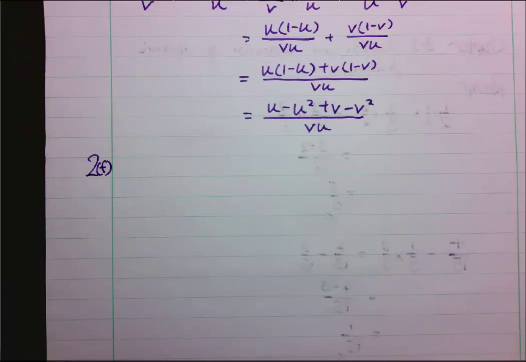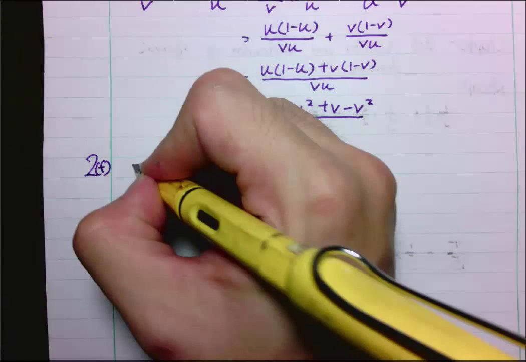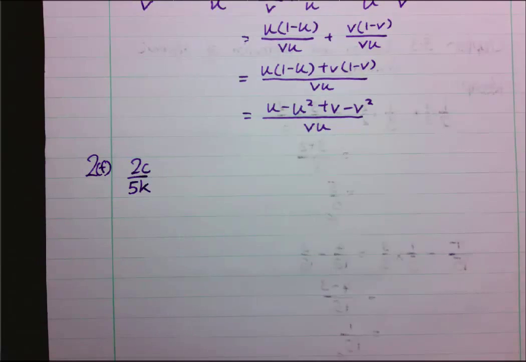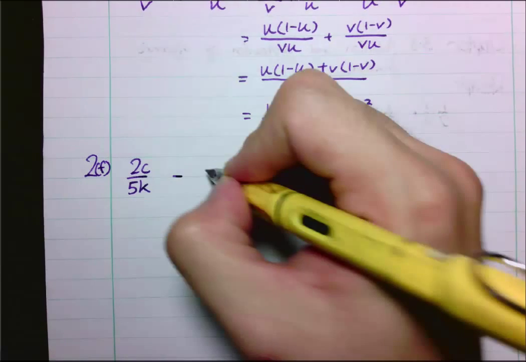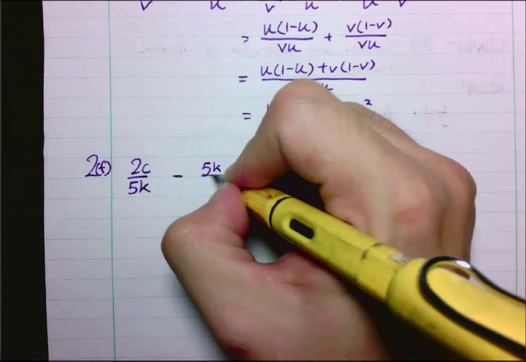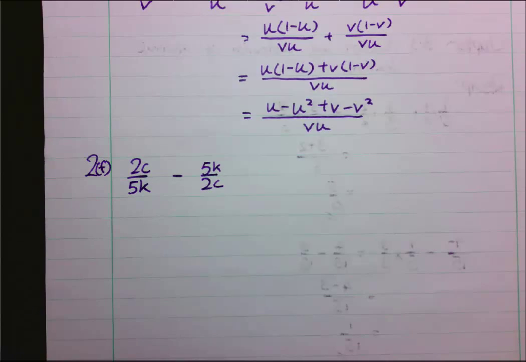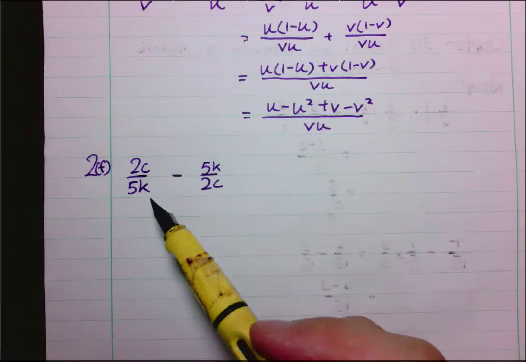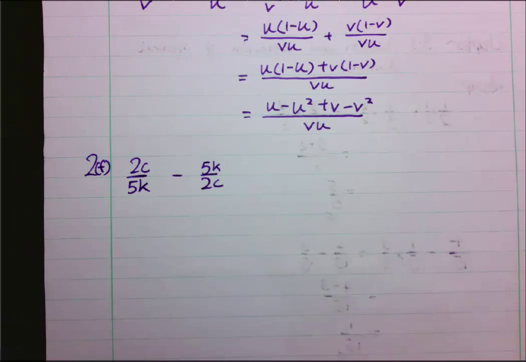Okay, for 2f we get 2c over 5k minus 5k over 2c. Simply, if you look at 5k and 2c, the lowest common denominator you multiply both will be 10kc.